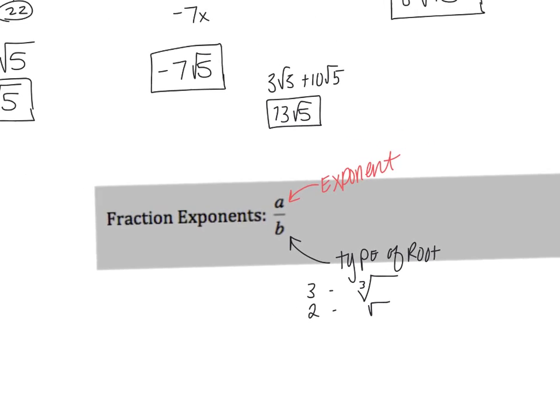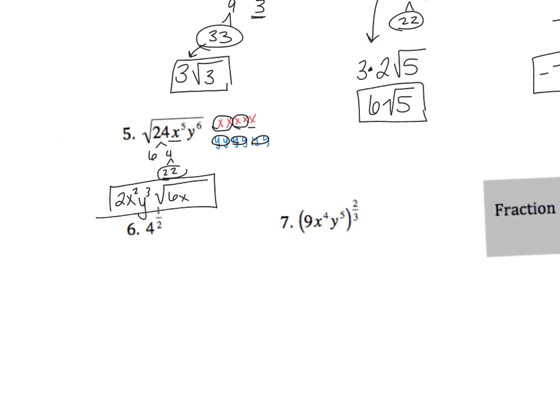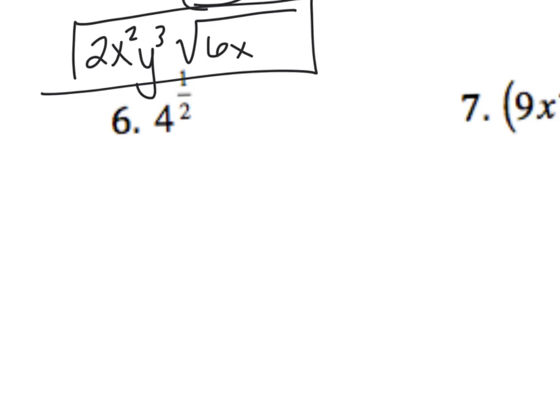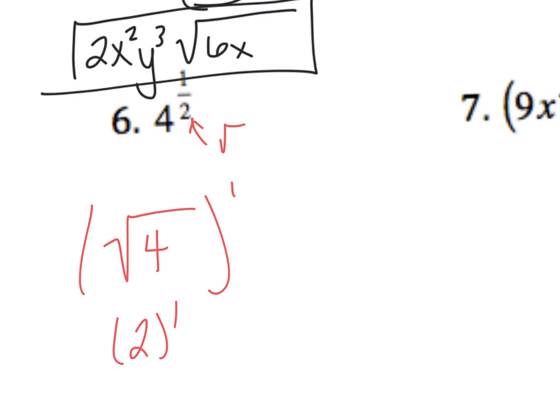So let's take a look at this example here. In number 6, I have a 1 over 2. So again, this is telling me that I'm going to do a square root. So I'm going to do the square root of 4. This 1 tells me the exponent 1 time. So the square root of 4 is 2. The 2 one time just equals 2.